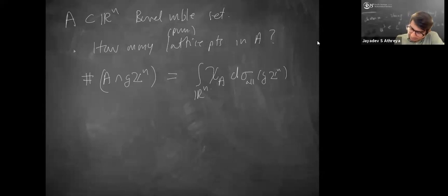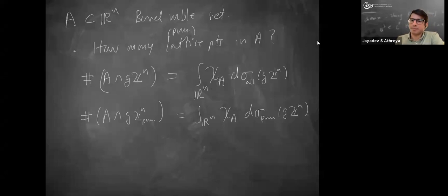Right, so if I wanted to count the number of points in A intersect the primitive lattice points, the number of primitive lattice points in A, this is the integral of chi_A d sigma prim of gZ^n. Right, and so what am I really doing here? I'm defining the Siegel transform. Let f be some bounded compactly supported function on R^n.